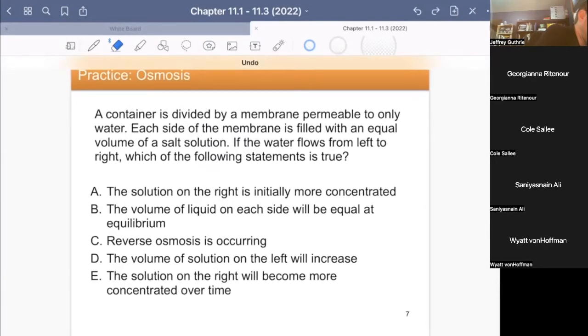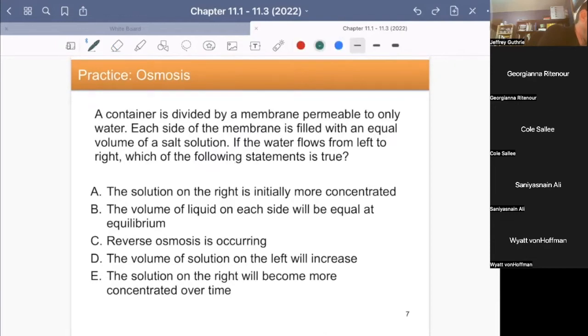So we'll put a semi-permeable membrane just right here. And then, it says each side of the membrane is filled with an equal volume of salt. If the water flows from left to right, so the water is going this way across that membrane, which is true? So if we know it goes from low solute to high solute, then this has to have high salt here on this side. This has to have low salt. And the solution on the right is initially more concentrated, right? That's what has to happen.